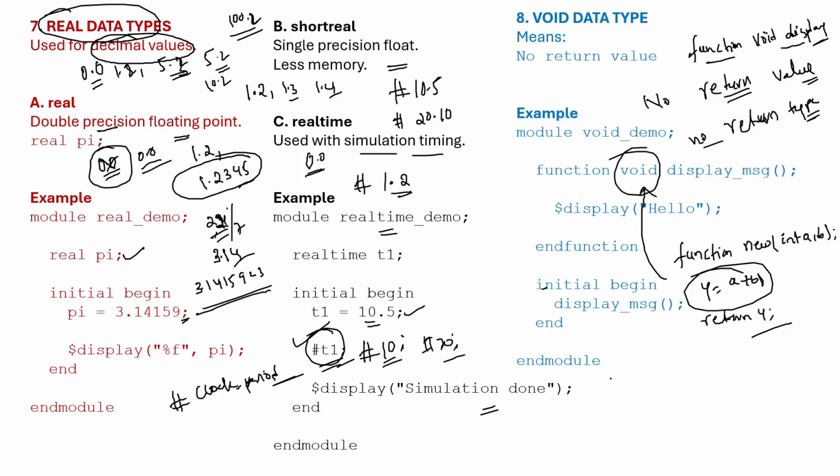That is the reason we are using the void data type. Many times we will write function void or void. You can take a virtual function void, a function void, or a pure virtual function void. Wherever void is there, this void doesn't return any value. That is the reason we go for void here.